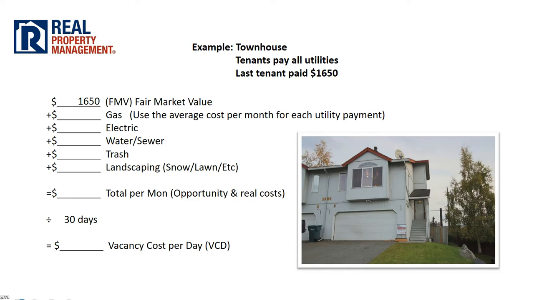Next, I'll put in the utilities that I'll now be paying for a vacant property while there isn't a tenant otherwise paying them. In this example, gas is $92, electric is $25, water sewer is $98, trash service is $17, and landscaping is $150. This brings me to a grand total of $2,032 per month. Now I want to know what that is on a daily basis, so I divide by 30 days in the average month. This gives me a vacancy cost per day of $68. I'm going to highlight that red for us because I'll be using that number again later.